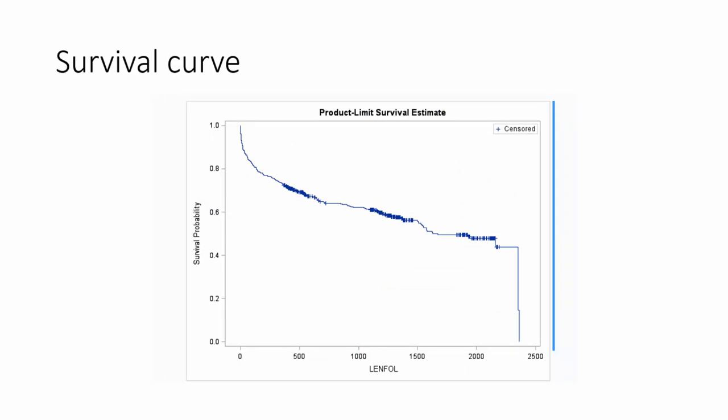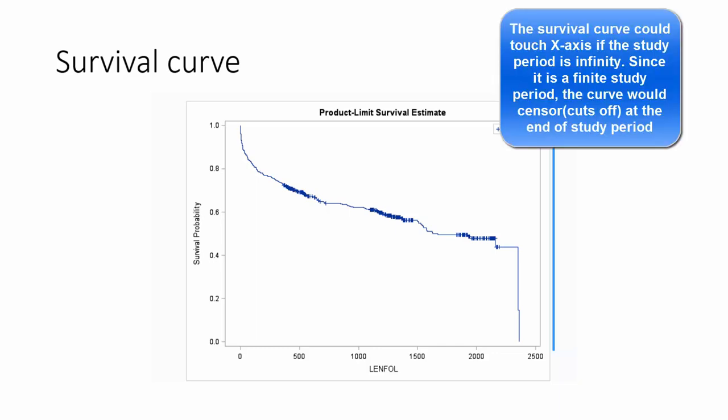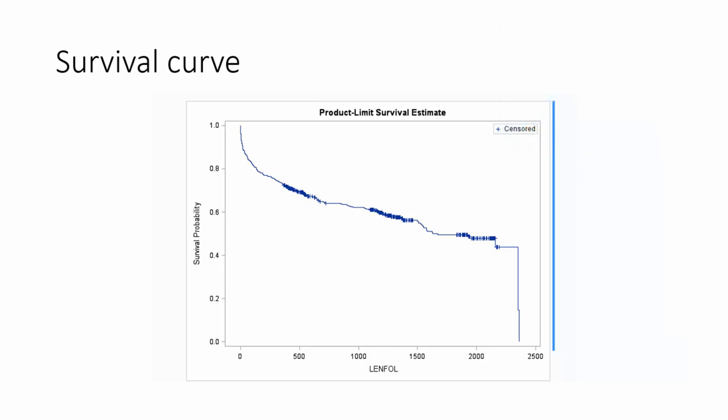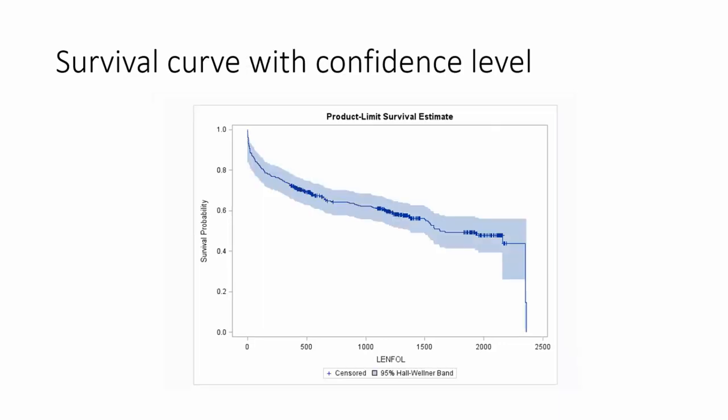As I said, it starts with 1, because at time 0 nobody will die. It's just the start of the study period, so all the people in the population are surviving. The probability that you are going to survive beyond time 0 is 100%, so that's a probability of 1. Then slowly, as people die with time, the survival probability decreases. In this particular case, we have ended up at 0.4 probability. But if you continue for an infinite period of time, it will be 0. You can always plot the confidence level around the survival curve.